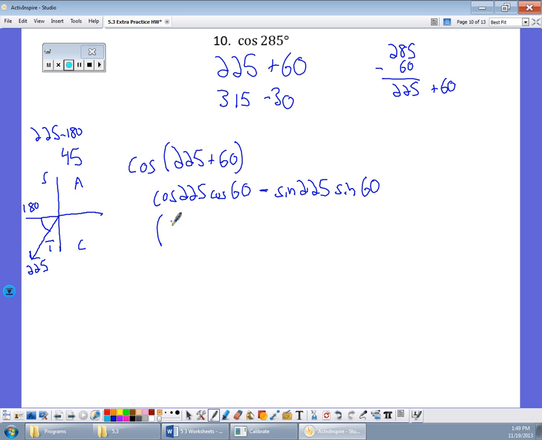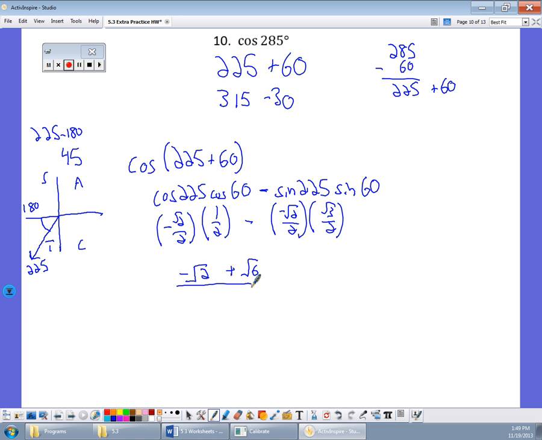So I know this is going to be negative root 2 over 2 times cosine 60, which is positive 1/2, minus sine 225, which will also be negative because it's in the third quadrant. So root 2 over 2, sine 60, root 3 over 2. So your final answer is going to be negative root 2 plus root 6 over 4. And that's how you do those problems. They're all pretty much the same as long as you know what those angles are to use.